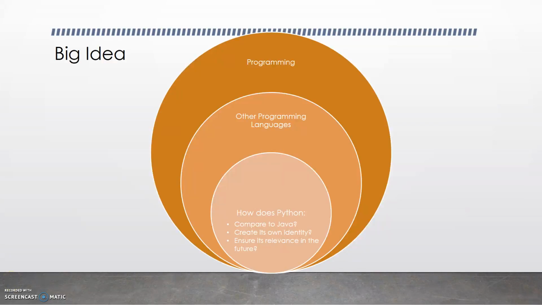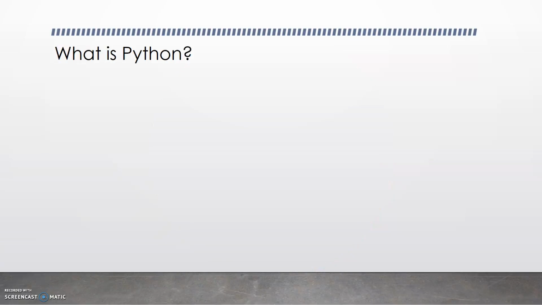Alright, so first we'll go into my big idea. I started off, obviously, with programming. Then I wanted to expand my scope beyond just Java. And then finally I came upon Python, and I wanted to know three things about Python. How does it compare to Java? How does it create its own unique identity that's separated maybe from other languages other than Java? And how can it ensure its relevance in the coming years?